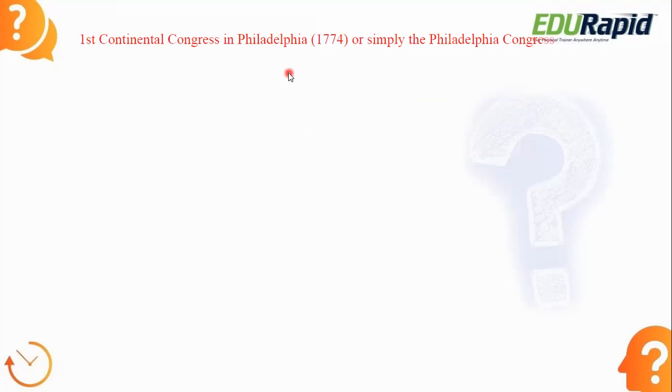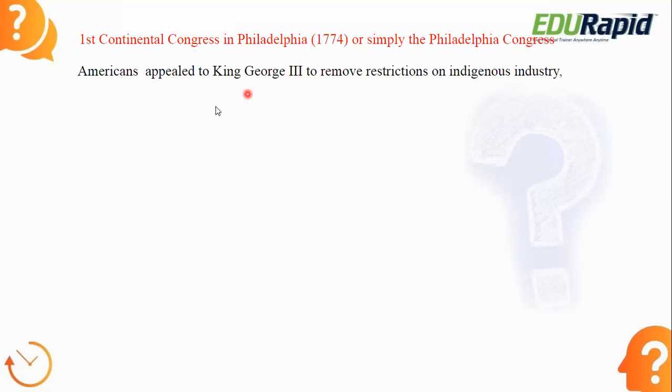Next we study the First Continental Congress in Philadelphia. You need to remember the First Continental Congress in Philadelphia. It happened in 1774. It is also called the Philadelphia Congress. Here, the American people were very fed up with the British because they were increasing a lot of taxes. They were, indirectly or directly, interfering in the social life of the Americans.